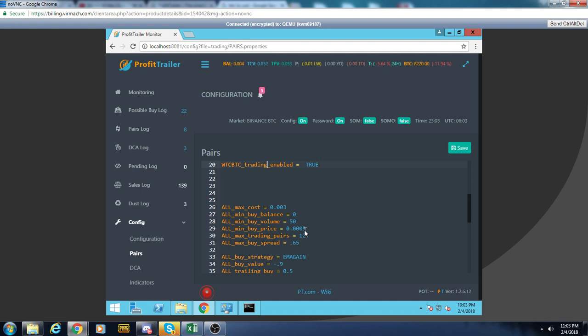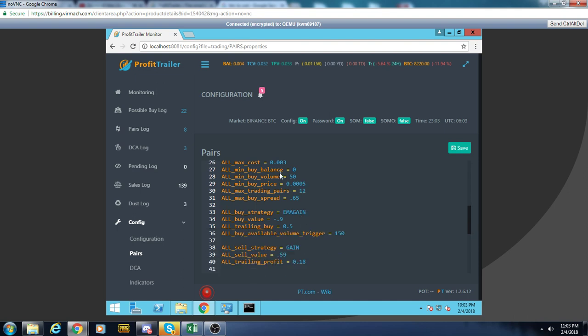Let's get to the meat. So here's my meat. My all max cost is 0.003, so right now it's like 25, 30 bucks that each trade starts off with. Zero min buy balance. My minimum buy volume is 50. So if a coin has had at least 50 Bitcoin traded on Binance, it's open. I used to have this at 300, 400, 500, but I wanted more trades. I wanted more shots. So I used 50. Minimum buy price, 0.005. That's so you don't buy super shit coins, but it's Binance, you should be okay.